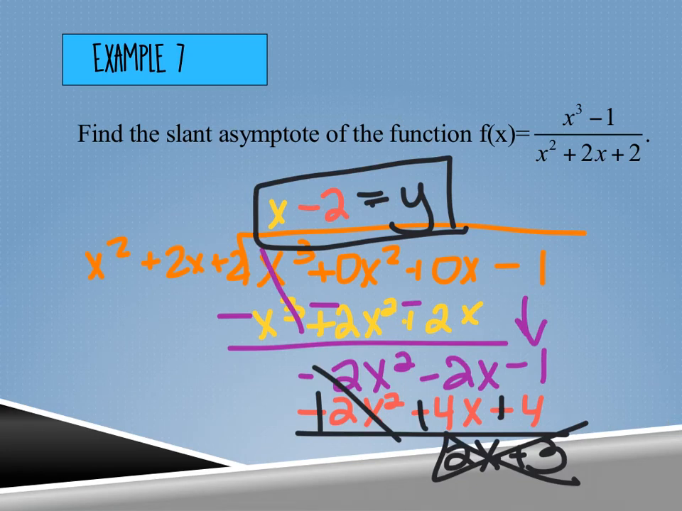All right, this time again, you can't use synthetic division because that squared is in the bottom. I would have divided x to the third plus 0x squared plus 0x minus 1, because you're missing those terms, by x squared plus 2x plus 2, and your slant should have been y equals x minus 2. Everybody good so far?